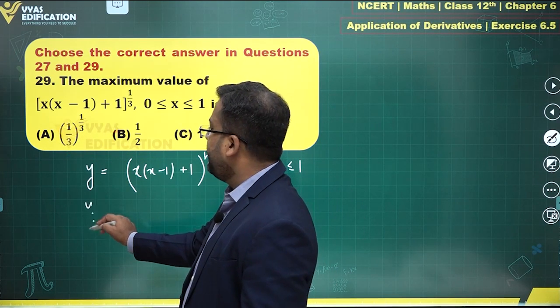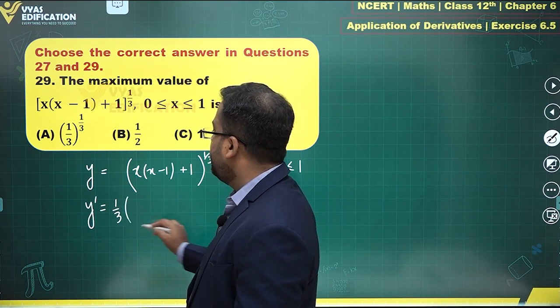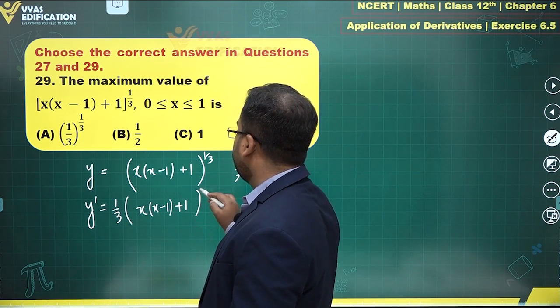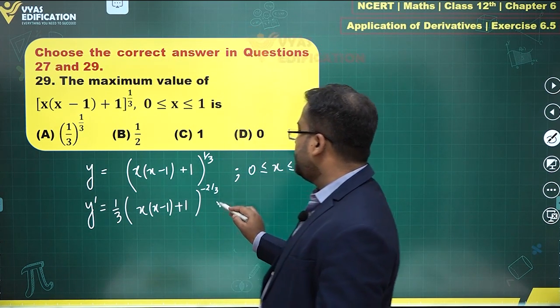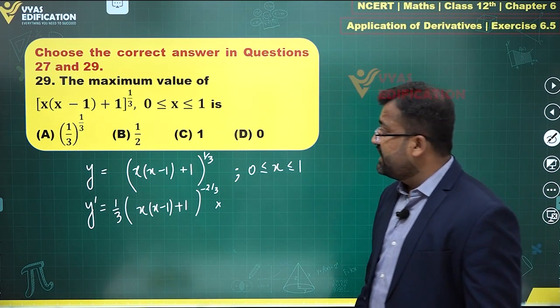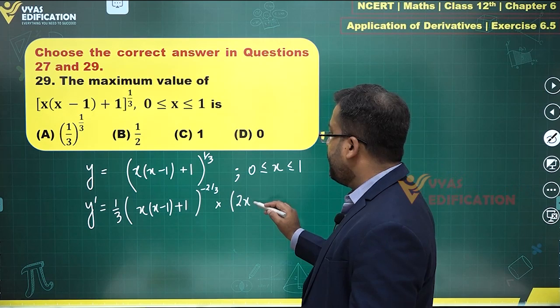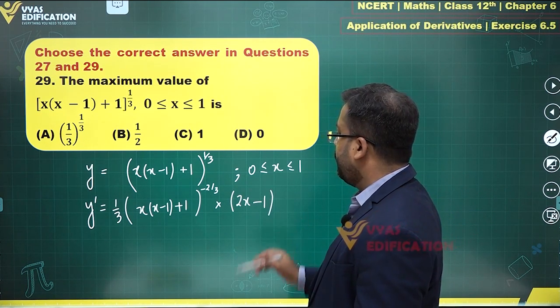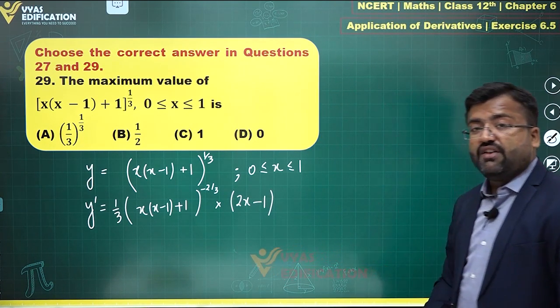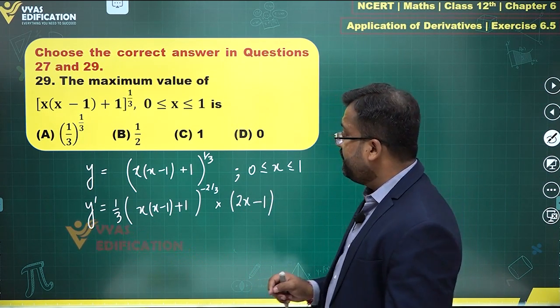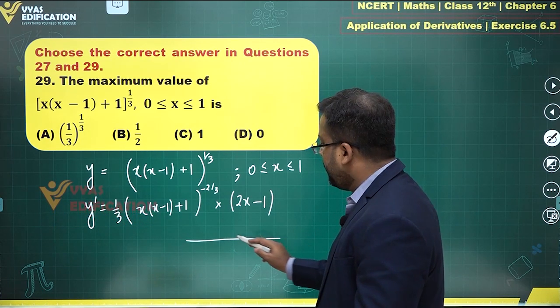Yes. We can find the derivative: 1 by 3 times this whole bracket raised to power minus 2 by 3. And what's the derivative of this function which is inside? This is actually x square minus x plus 1. X square, the derivative is 2x, minus x, the derivative is 1, and 0 for that one. This is what we have, right? And 2x minus 1 is important, okay? And the critical point will be 1 by 2.